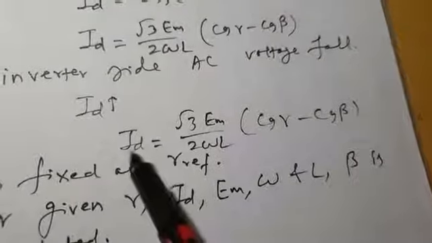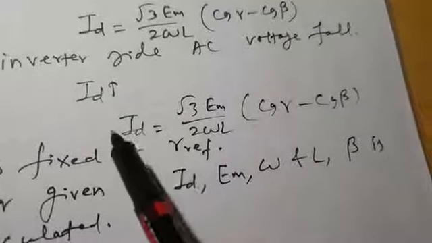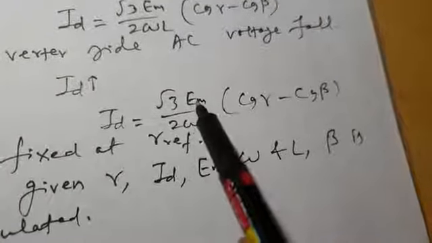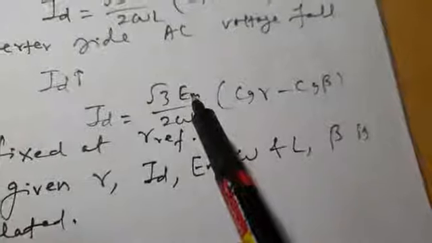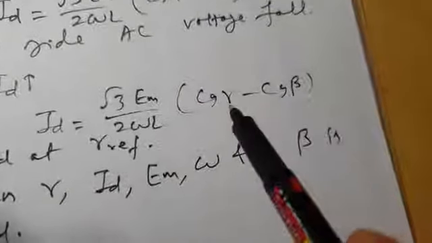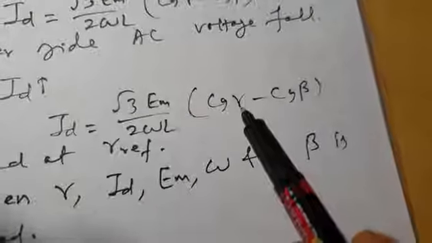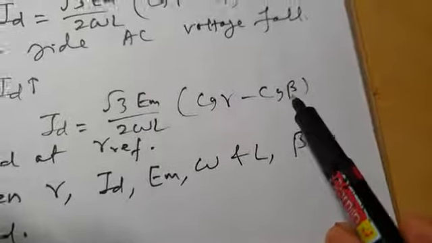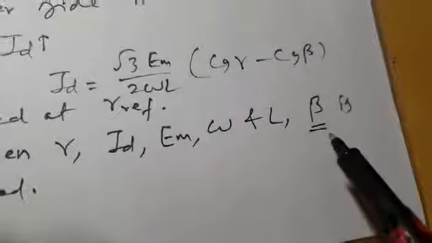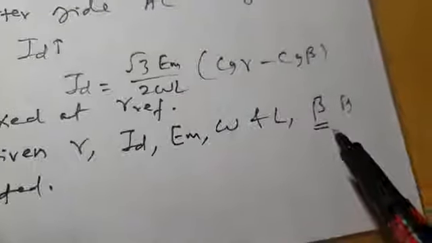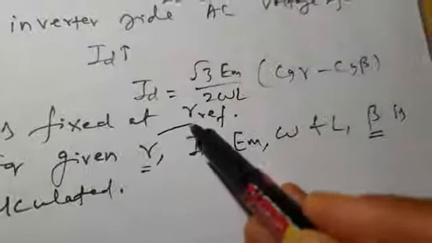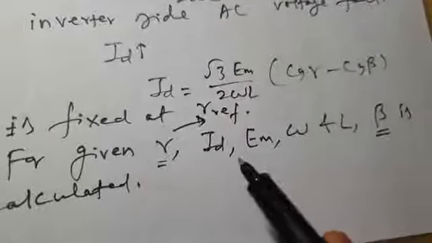So what you do: when a fault occurs, the current increases. You know what the rise in current is. So ID is known, and you know the inverter AC side voltage. There is a drop in the inverter AC side voltage, and you know the new inverter AC side voltage EM. Omega is 2 pi f, L is the inductance, and gamma is fixed because your controller will try to keep gamma fixed. Therefore you can find cos beta, and from cos beta you can find beta. This is what the controller will do. When the controller computes beta, beta will be kept at such a value that gamma is made equal to gamma ref, so as to avoid the possibility of commutation failure.